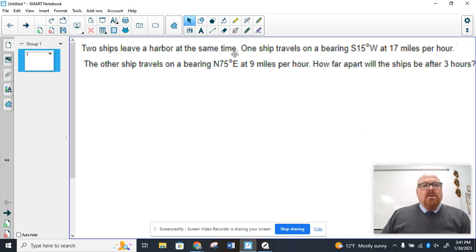Okay, so two ships leave a harbor at the same time. That means we have to start with a harbor. So we put our harbor here. We'll label that H. We may have to move that H. We'll see what happens. One ship travels on a bearing of south 15 degrees west.